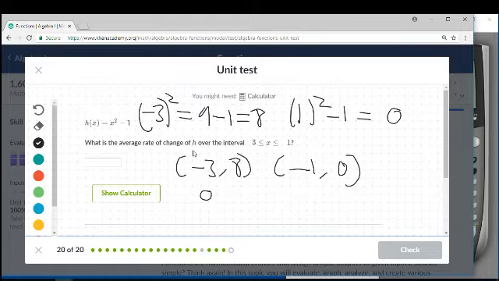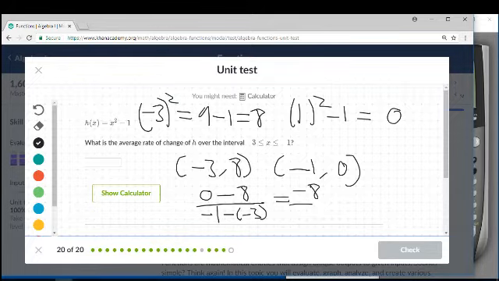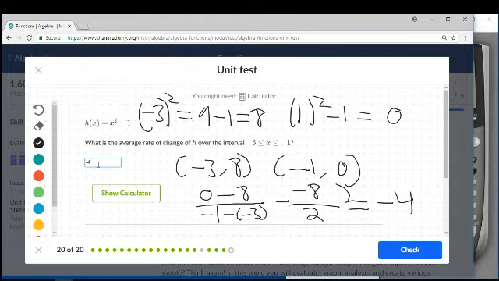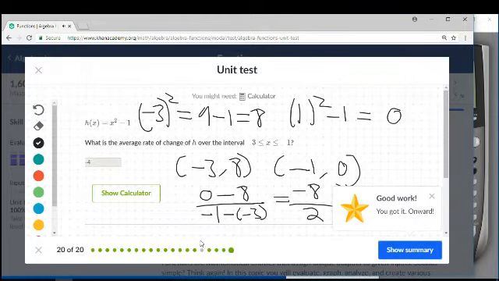So 0 minus 8 over -1 minus -3 is equal to -8 over -1 plus 3, which is going to be 2. So that's -8 over 2. That simplifies just to -4. Okay, so it's okay. Even if you know the math, you can read a problem wrong and make a mistake.